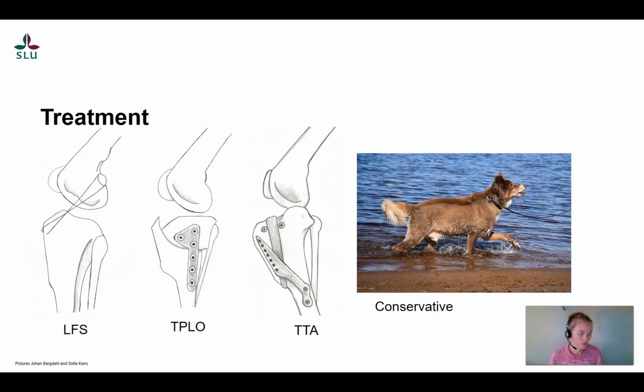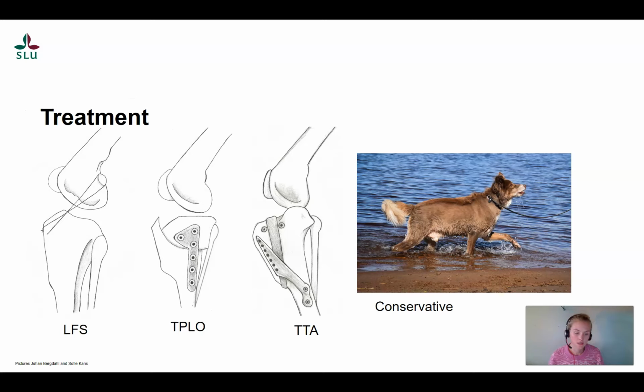Cruciate ligament rupture can be treated in many different ways. There are actually over 60 variations of surgical procedures reported for treatment of these conditions. I will go through some of the most common ones today. All techniques aim at stabilizing the stifle joint in various ways, because the ligament itself has really poor healing ability. So the joint needs to be stabilized in other ways when the ligament is ruptured.